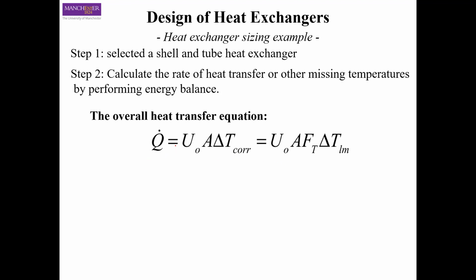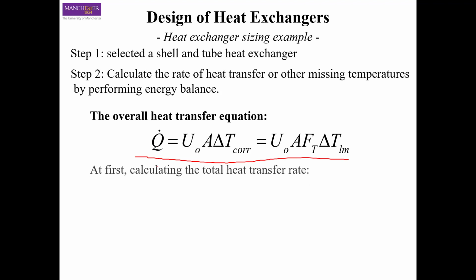We know that Q dot is equal to U naught, because we are defining U based on our outer surface area of the tube, times A, the surface area, times Ft, the correction factor, times delta T, our log mean temperature difference. So that is the final equation that we need to calculate the area associated for this heat to be transferred. We need to know the values of each of these parameters. The first thing we need to know is the heat required, because we are not given the heat in this case. We are given the flow rate of the cold fluid and the temperatures of the cold fluid. So we need to calculate Q based on the energy balance.